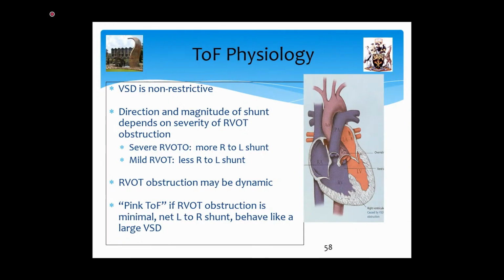The VSD is then restrictive, but in this way, the blood flows from the right ventricle to the left side into the aorta, and that's what causes cyanosis. Direction and magnitude of shunt depends on the severity of the obstruction. The more severe the obstruction, the more blood goes into the aorta, the more desaturated you will be, the more cyanosis you will have.